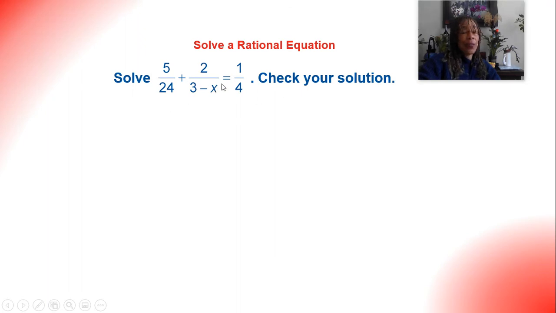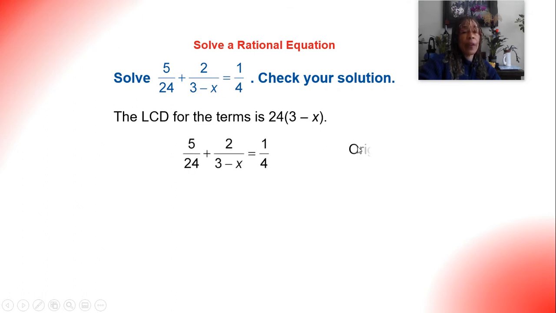So you got to solve this one, and obviously you can't do fractions unless all the denominators are the same. Your lowest common denominator is going to be 24 because 4 and 24 both go into that, and 3 minus x because 3 minus x goes into that.